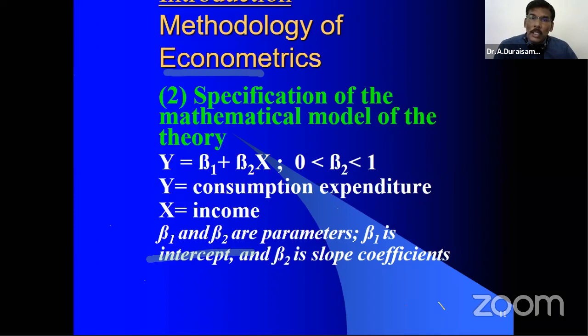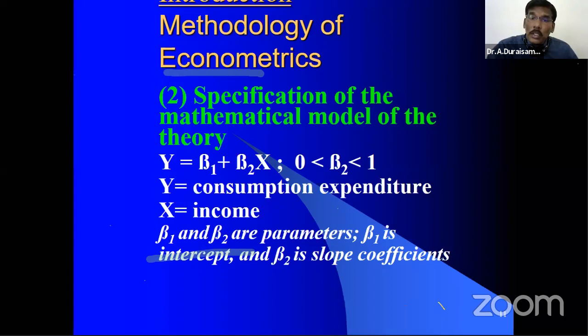So there is a possibility to have an intercept, which we are calling beta 1, and slope, which is nothing but beta 2. Okay, look at this one. Keynes said when income increases, consumption also increases, but not in the same proportion. If your income is increased by 1,000 rupees, you will not increase your consumption expenditure by more than 1,000 rupees. So that is why this 0 and 1 comes there.